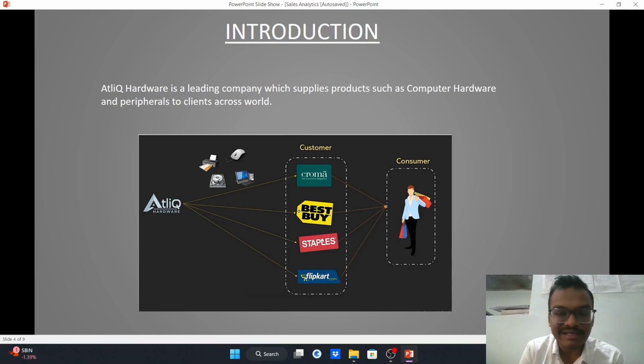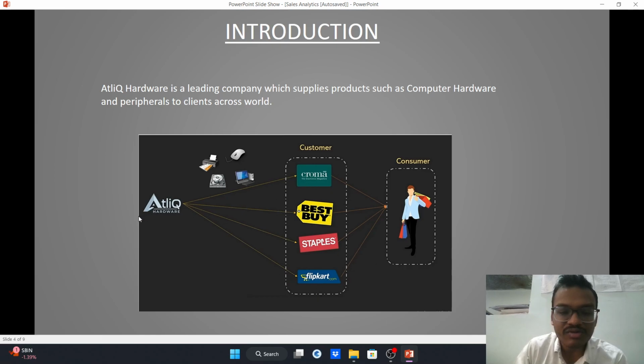Atlic Hardware is a leading company which supplies products such as computer hardware and peripherals to clients across the world. You can see here Atlic Hardware produces various computer peripherals, for example mouse, desktop, printer. These are the various computer peripherals. Now these products are being sold by Atlic Hardware to different customers. These are the customers of Atlic: Chroma, Best Buy, Staples, and Flipkart.